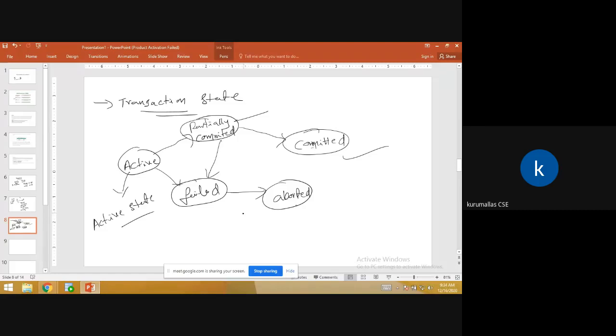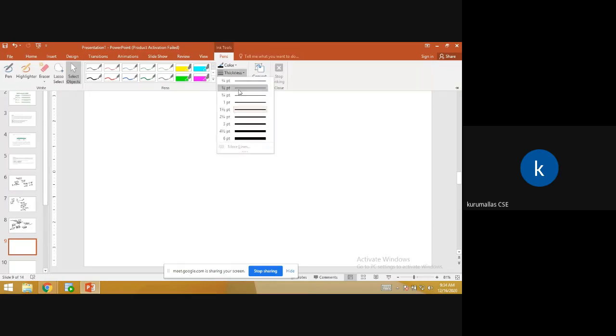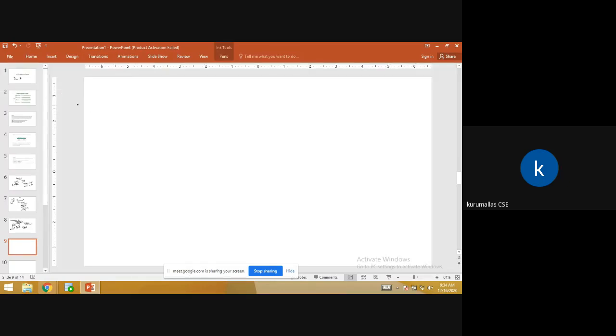The next topic: implementation of atomicity and durability. How do we implement atomicity and durability in the database?